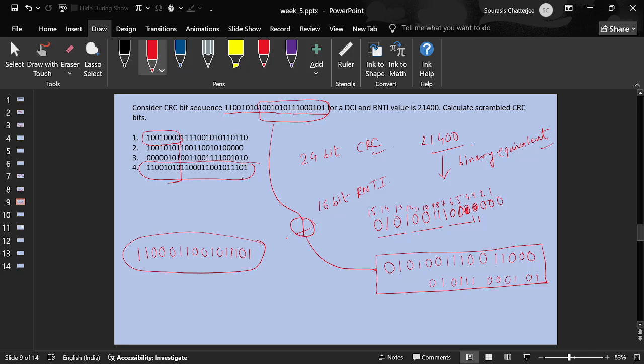In the options, the question setter should be more clever. You should keep the first 16 bits identical, the first 8 bits identical. Otherwise, there is no point. True, true.